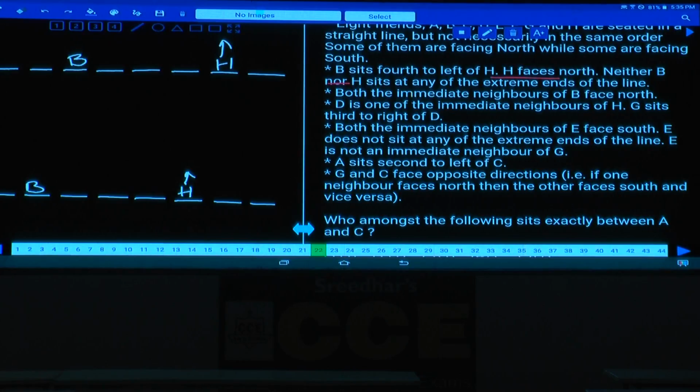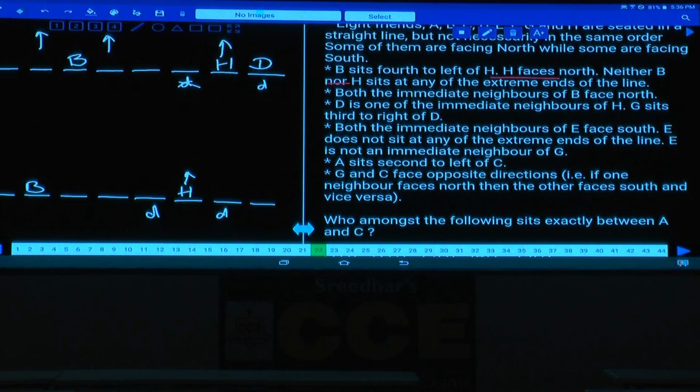Both the immediate neighbors of B face north. And whoever the persons come to at these two places, these two persons are facing north. And D is one of the immediate neighbors of H, so D can be either here or here. And G sits third to the right of D. As G sits third to the right of D, D cannot be here. Why? If D is here, then B and H must be in the same place, because third right is B, isn't it? And as D cannot be here, D must be here.